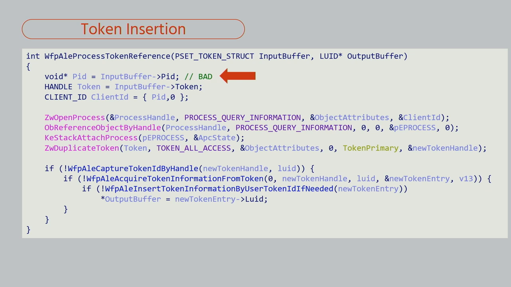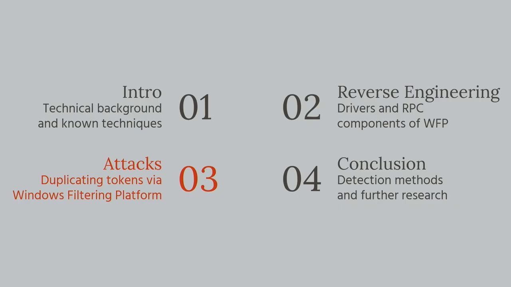The driver changes into the context of the process specified by the PID by obtaining the address of the EPROCESS structure and then calling KeStackAttachProcess. Then, the token specified by the input buffer is duplicated, a new token entry is created based on the LUID of the new token, and this entry is inserted into the hash table. The LUID is returned to the caller. We finish reverse engineering the process of adding and retrieving a token from the TCP/IP driver. Now let's see how we can abuse the Windows Filtering Platform.